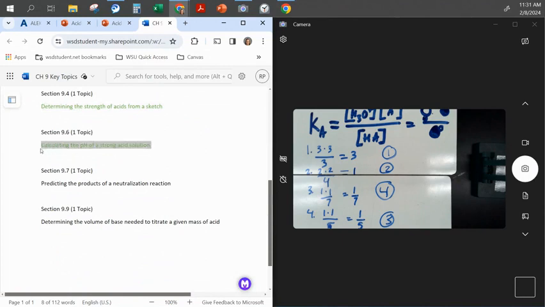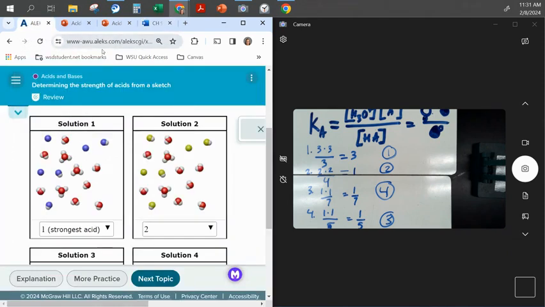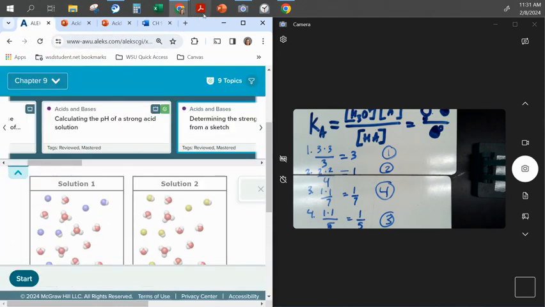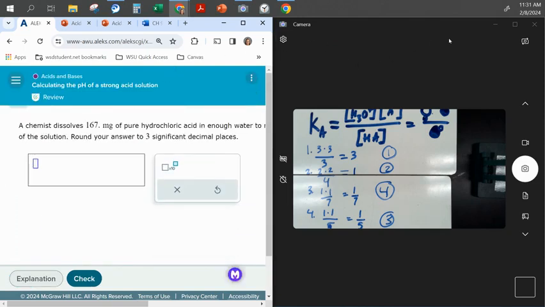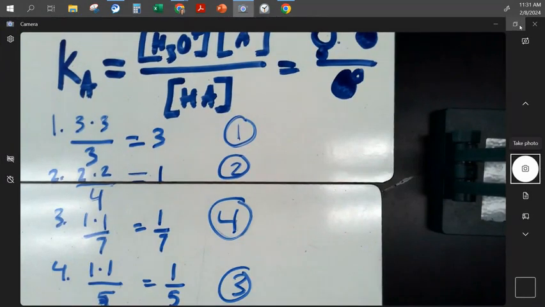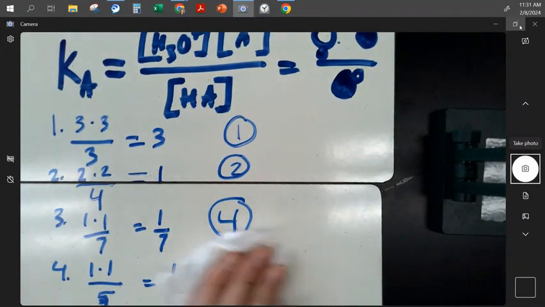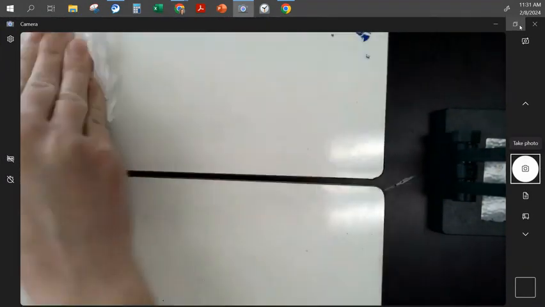Okay, next one is calculating the pH. So I'm going to find that in here. Calculating the pH of a strong acid. Okay, let me write some notes, and then we will do the next topic.